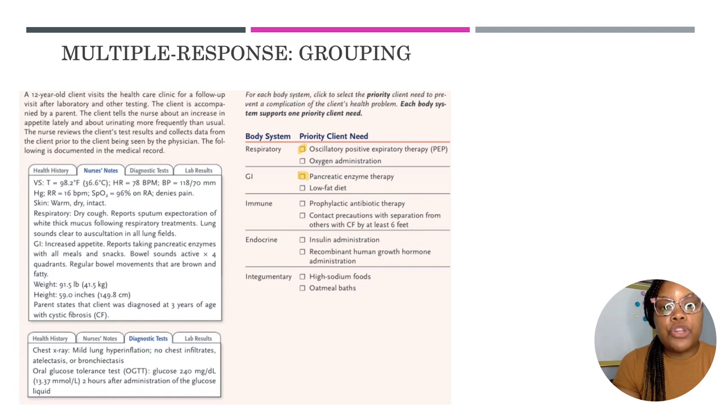All right, so would you start the patient on antibiotics just prophylactically? Or would you put the patient on contact precautions with separation from other CF, cystic fibrosis, patients by at least 6 feet? All right, so we're reading through the nurse's note. We look at the diagnostic test, and it says that the chest x-ray just showed mild lung hyperinflation, no chest infiltrates, no atelectasis. So why would they need to be on an antibiotic?